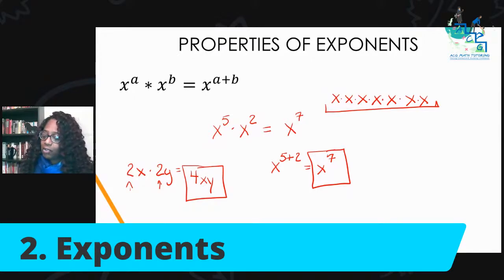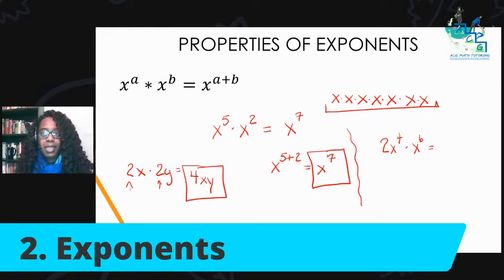So let's try another one. So if I had 2x to the 4th, I'll just stick with the x's, right? Times x to the 6th.